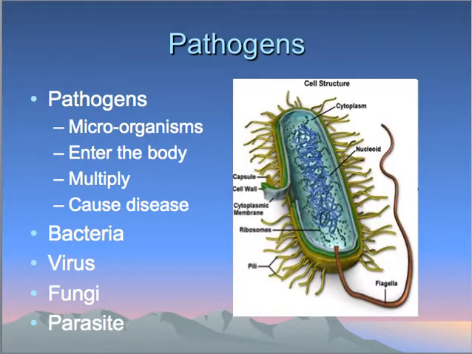So the definition of a pathogen is this: it's anything that can make you sick. It's a microorganism, so it's going to be something very, very small and microscopic. It enters your body somehow, either by you breathing it in or through a cut or a wound. It then multiplies inside your body and, again, can cause disease. There are four main types of pathogens: bacteria, which we kind of hinted on during the food poisoning unit; viruses, which we're doing this unit right now and for the rest of the week; and there are also fungus and parasites.